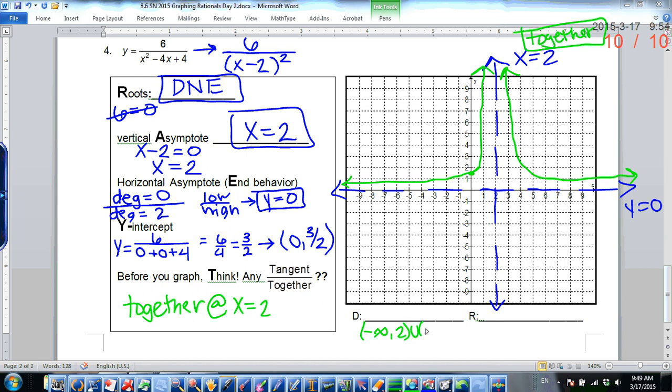Good, union 2 to infinity. And what would our range be? 0 to infinity. It's just the top. Okay?